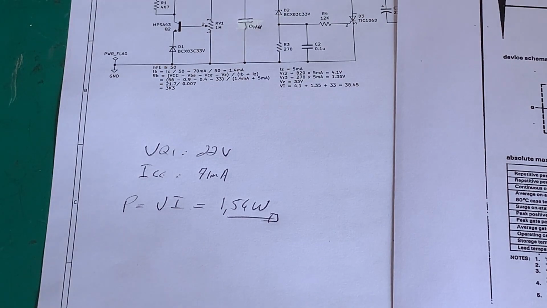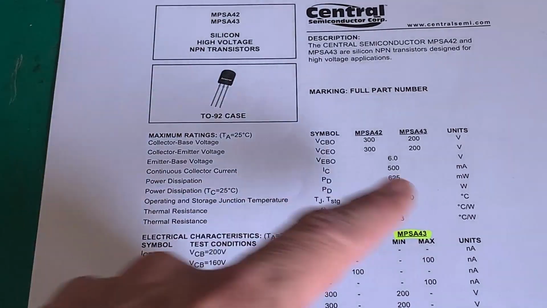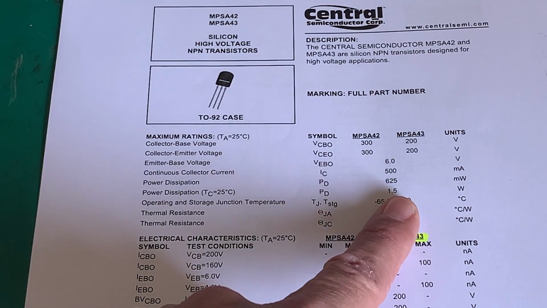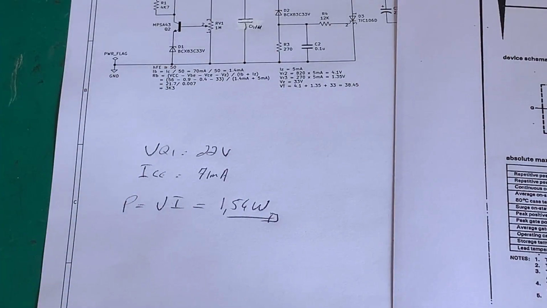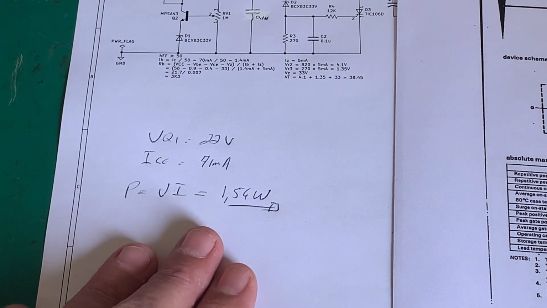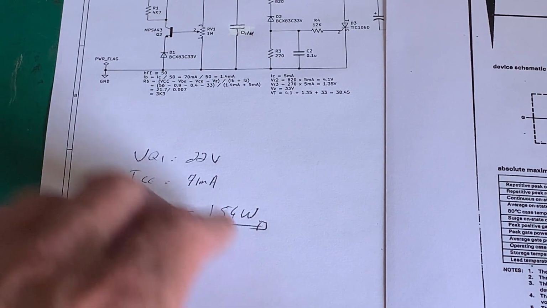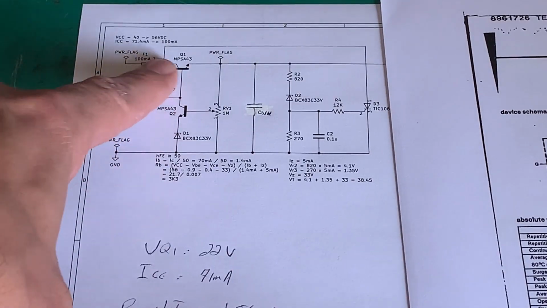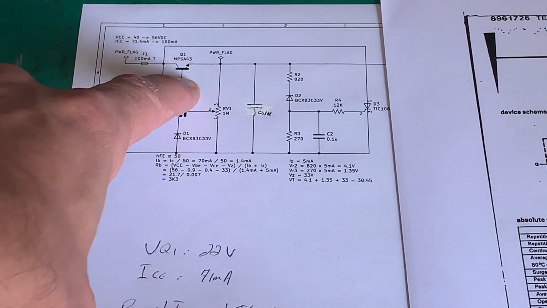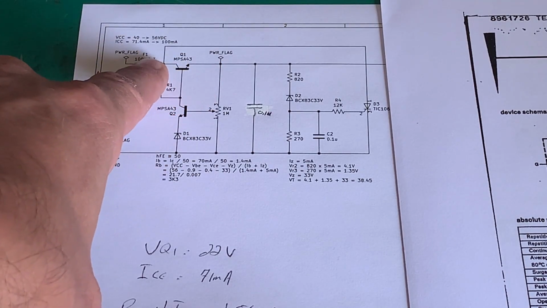So if we come back to our data sheet, we are limited to 1.5 watts. So that transistor is a bit small, and I fell into the trap because I only looked at that parameter of the data sheet after I'd blown a couple of these things, and I couldn't understand why. So always take into account the power. So what I will do is that transistor up there, I will change for something that can hold more power.